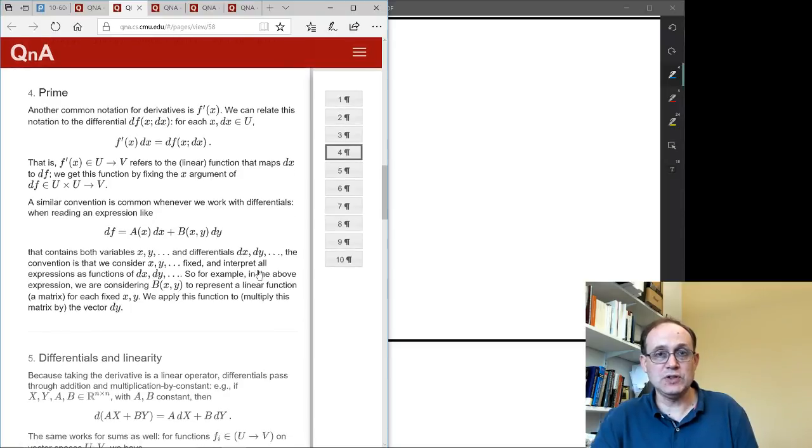Another bit of notation that's going to be useful is a prime. A lot of times people write f prime for the derivative of a function with respect to its argument. And there's a way to relate this to the differential: the differential of f at x and dx is always going to be f prime of x times dx. The reason we can do this is that we know the differential is always a linear function of dx, and the slope of that linear function is f prime.